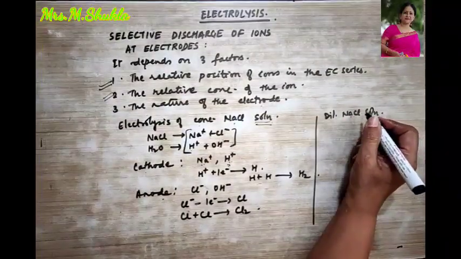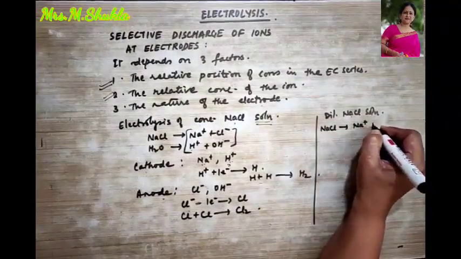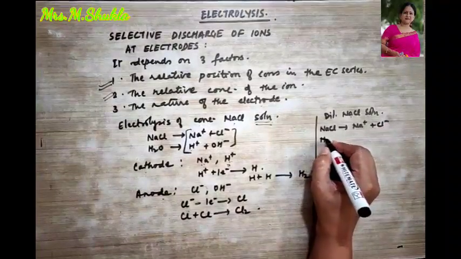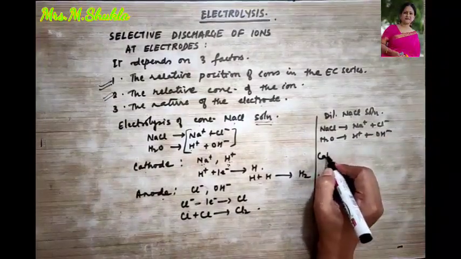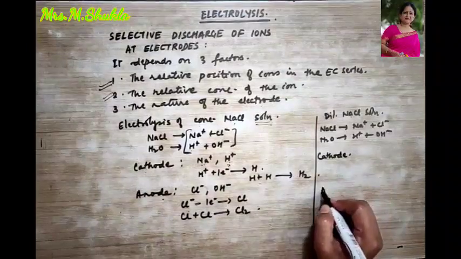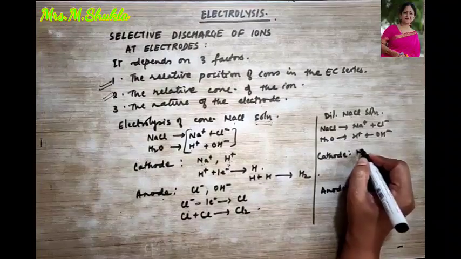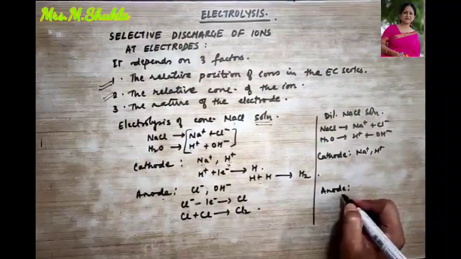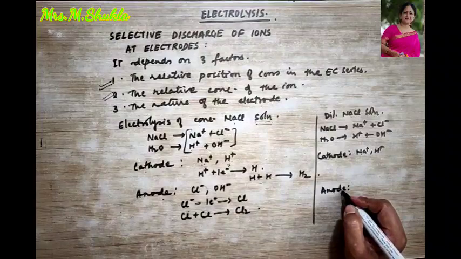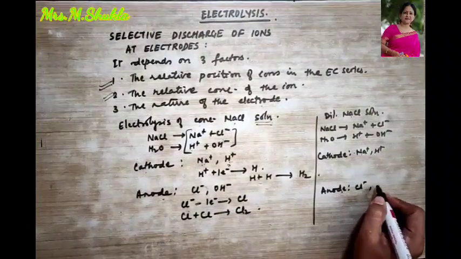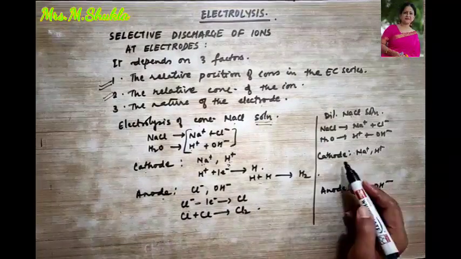In dilute NaCl solution, what are the ions that are present here? Na+ and Cl-, and with H2O it has H+ and OH-. So when we move to the respective electrodes, who's going to come to the anode? At the cathode it is Na+ and H+, and at the anode we have Cl- and hydroxide. Okay, what will happen at the cathode?